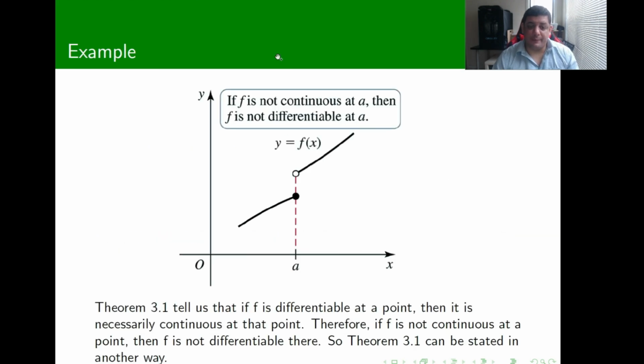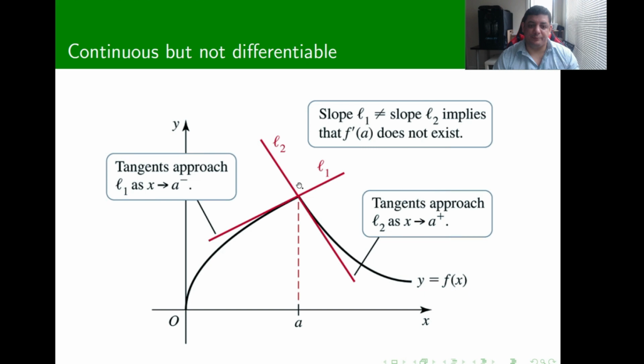So for example, if we have a break, we know that the function is not going to be differentiable there. So there is no derivative there. That's important to clarify. Now, when we have peaks, it can also happen that the function is continuous, but it's not going to be differentiable.